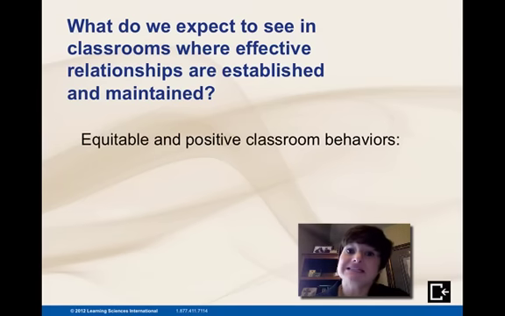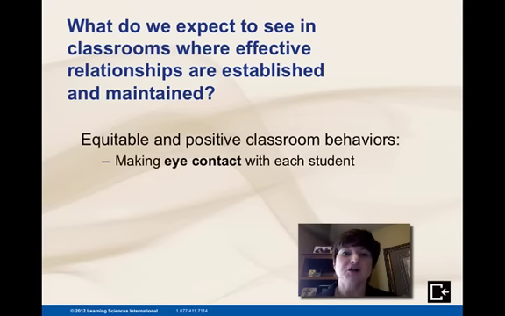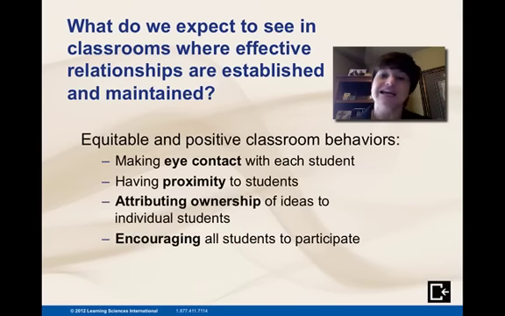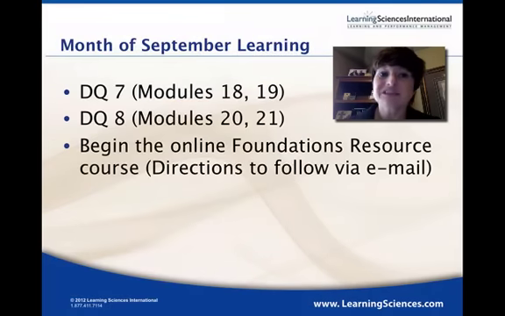So what do we expect to see in classrooms where effective relationships are established and maintained? What does this look like? What are we looking for? So it's making eye contact with kids, having appropriate proximity, attributing ownership of ideas to kids, and encouraging all students to participate. So this month, the month of September, we're getting ready to kick off design questions 7 and 8.